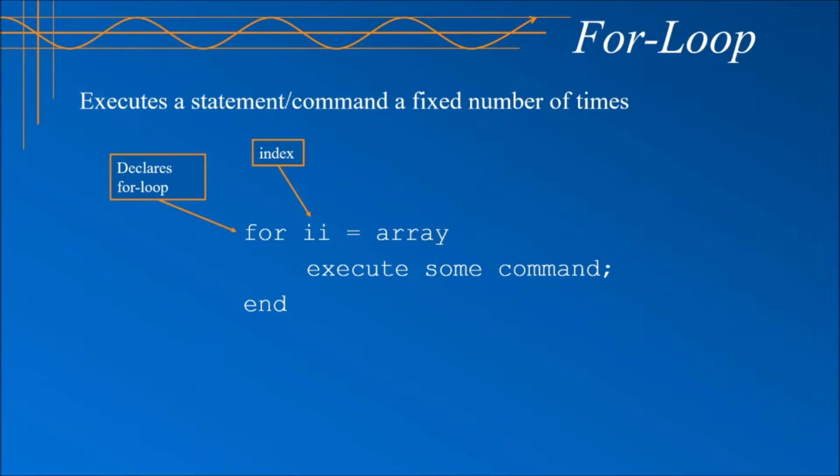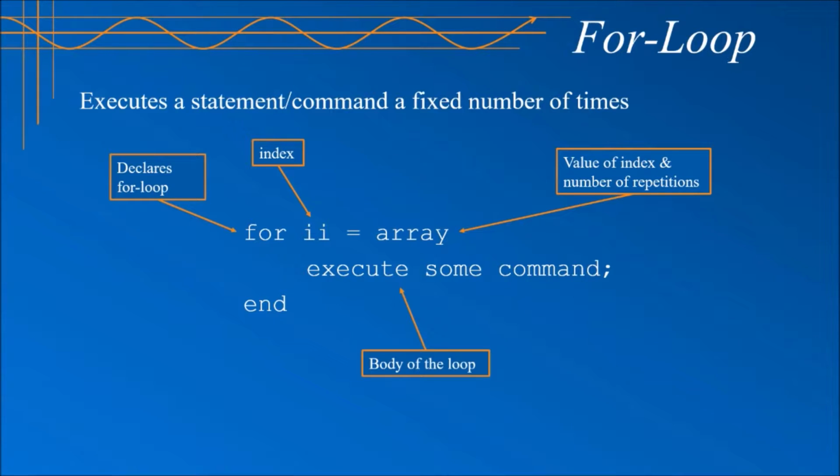We will set our index equal to an array. The array's contents set the value of the index at each repetition, and its size determines the number of repetitions. So if the array is a row vector from 1 to 10, the loop runs 10 times with the index changing its value in each repetition from 1 to 2 to 3 and so on. Below the loop we have the body, which contains the code that you want, even another loop. Finally we have the end command, which will terminate the loop.